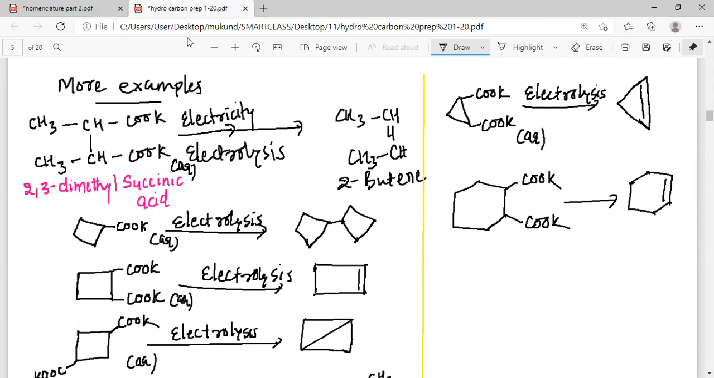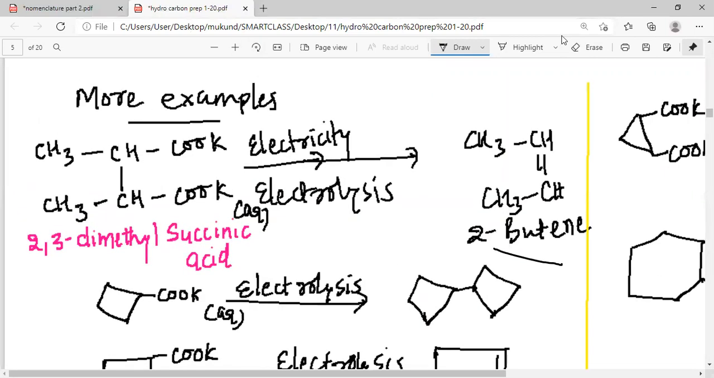Suppose we have this kind of sodium or potassium salt of carboxylic acid. This is known as 2,3-dimethyl succinic acid, or the potassium salt of 2,3-dimethyl succinic acid. When we pass the electricity, we will get 2-butene, because this COOK can be removed and this bond has been formed, and this is how we get 2-butene. In the same way, my dear students, if we look at other examples, we can come to know a few more things. Let us look at this.